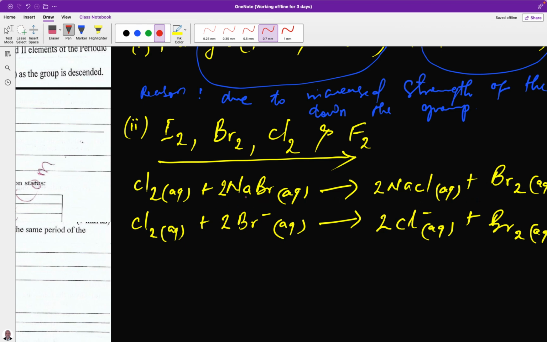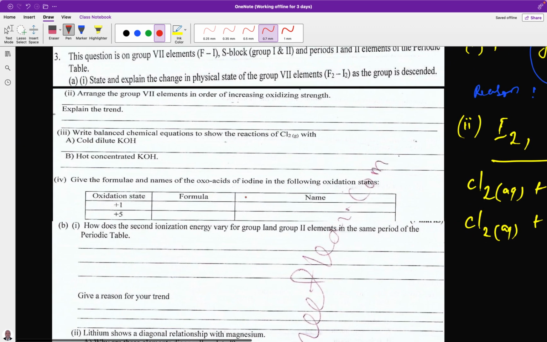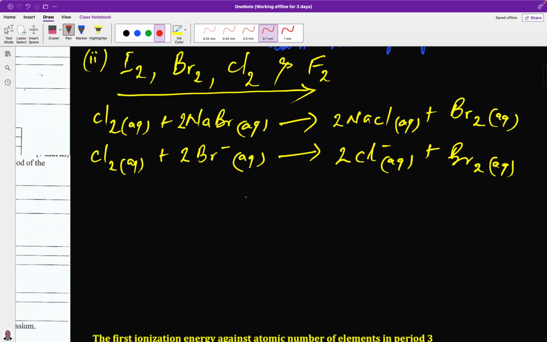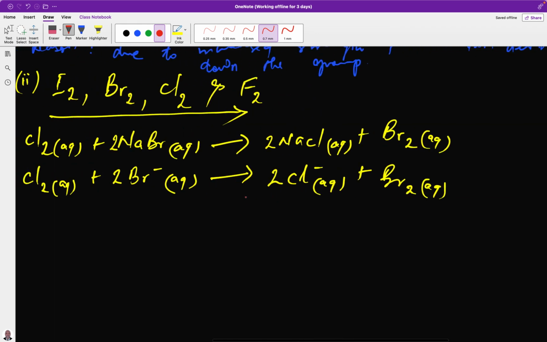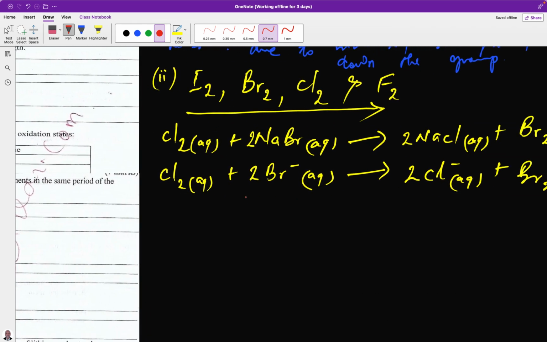So now it takes us to question number 3, that says write a balanced chemical equation to show the reaction of chlorine gas with cold dilute potassium hydroxide. With cold dilute potassium hydroxide, you will see that, that is number 3.